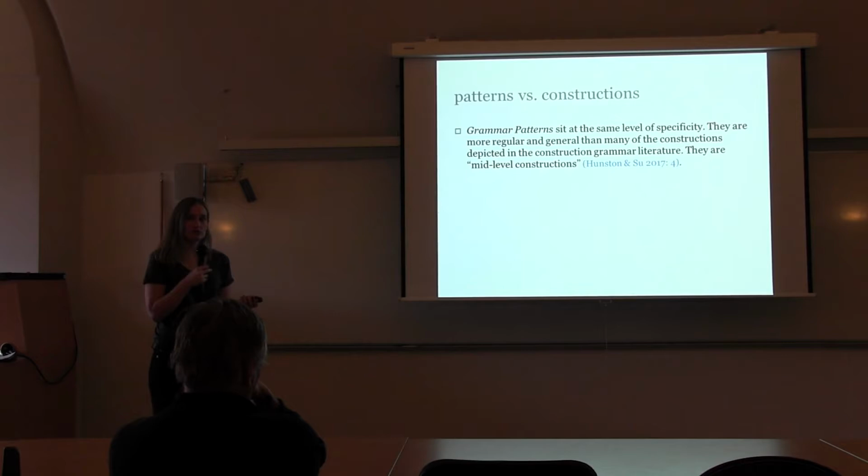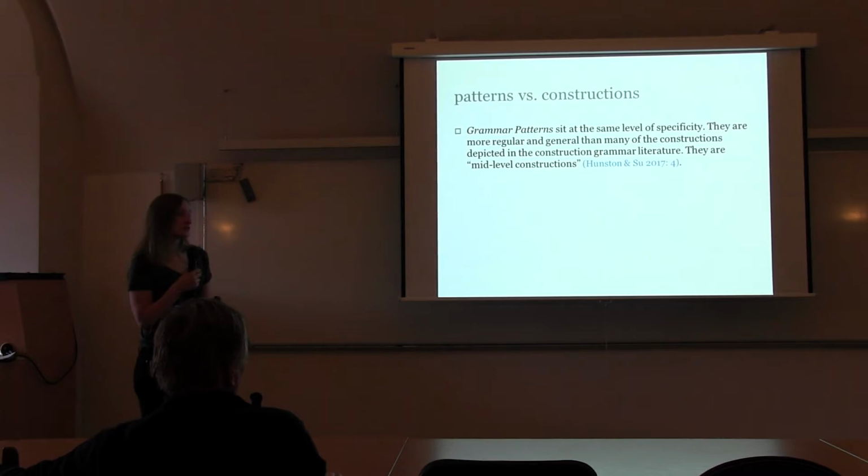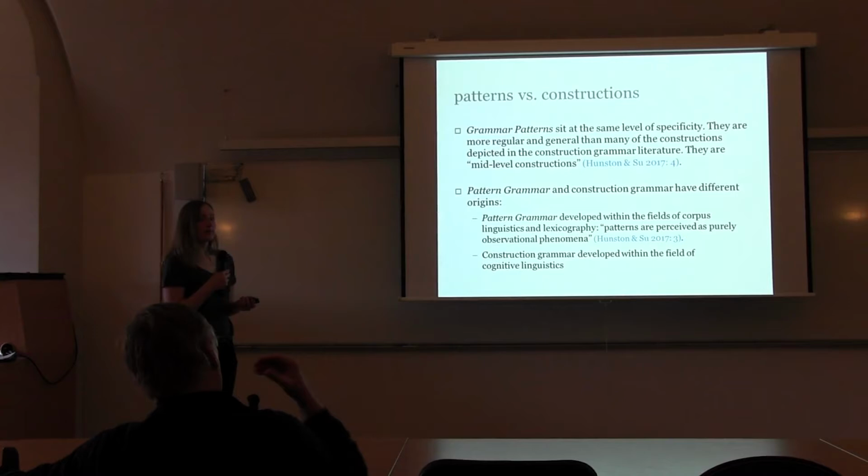But basically what they're saying is they're not entirely general because they contain some fixed elements, in particular the function words like prepositions and so on. And also they are not entirely specific because they contain some open slots, which are largely quite unrestricted. But there is also one of the big differences, which I already mentioned, which is that pattern grammar and construction grammar have different origins. They emerge from different traditions. So while construction grammar developed within the field of cognitive linguistics, it is ultimately a theory of how language works in the mind, pattern grammar developed within the field of corpus linguistics, and in particular corpus-based lexicography. So patterns are perceived as purely observational phenomena. They're not assumed to have a psychological reality. That's purely descriptive.